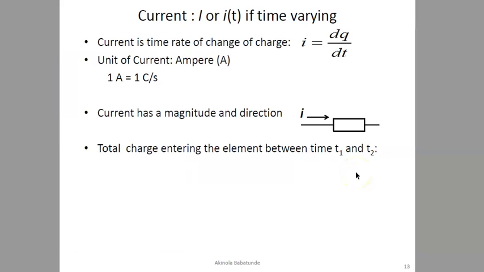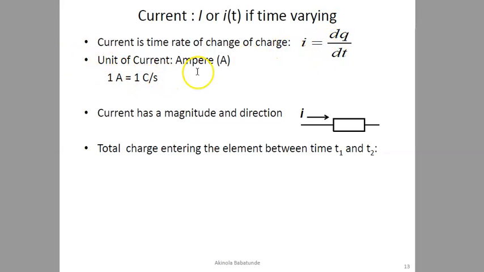Let's talk about current. The current is represented with I when the time is constant, or it could be represented with I of t when the time varies. Current is defined as a rate of change of charge. And that is why you can see we have dq/dt. Q represents the charge, dt represents the time. So dq/dt is what represents current.